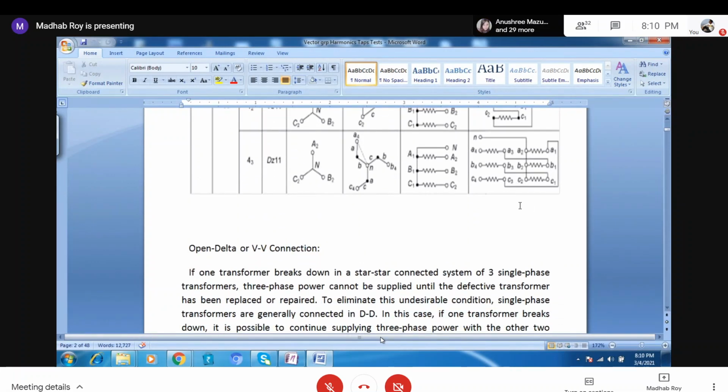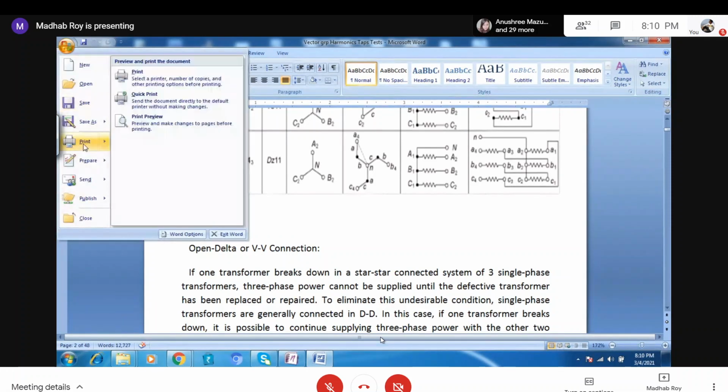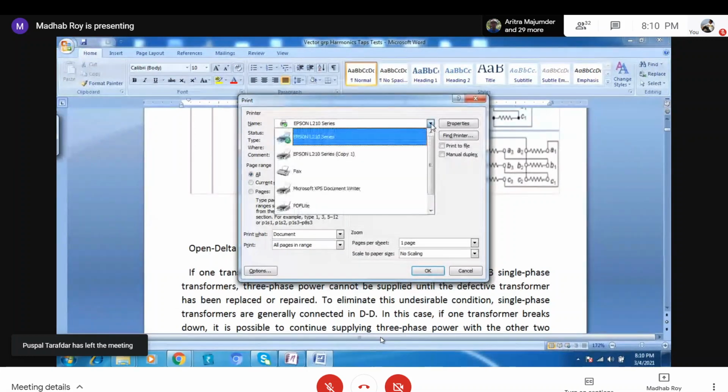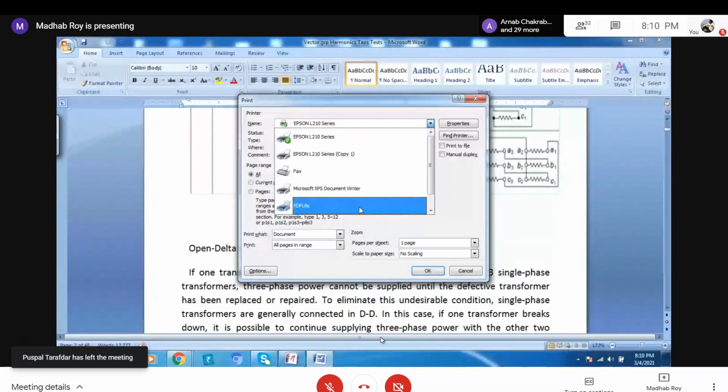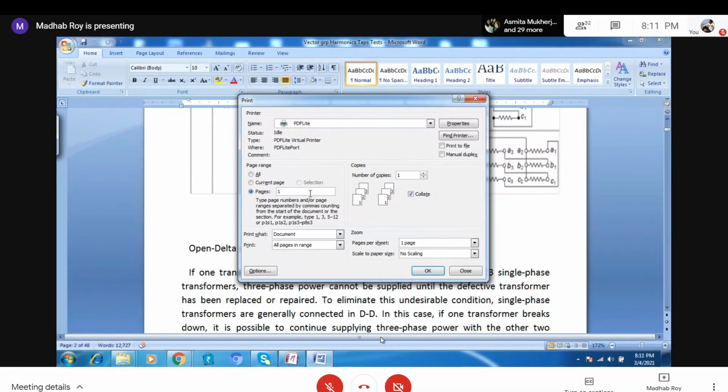So from these we can say that this will be the connection for this. So we can do that.